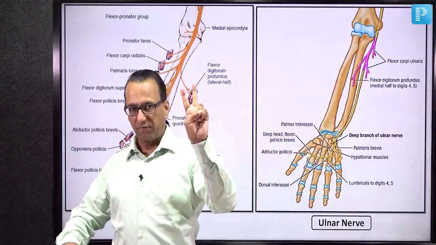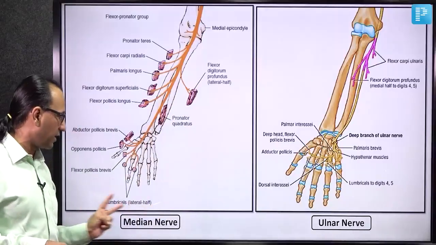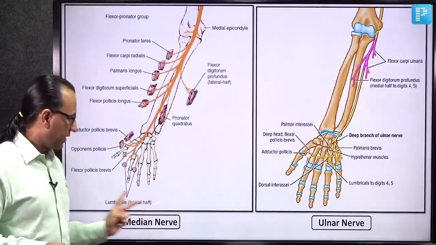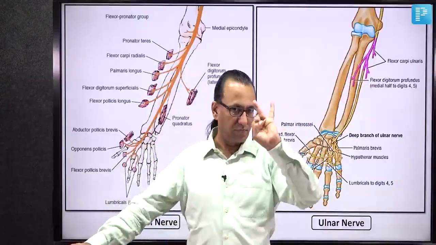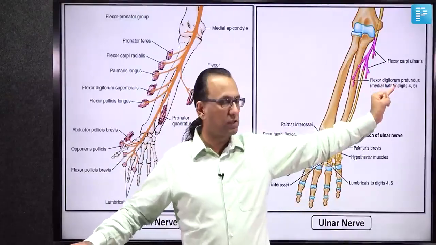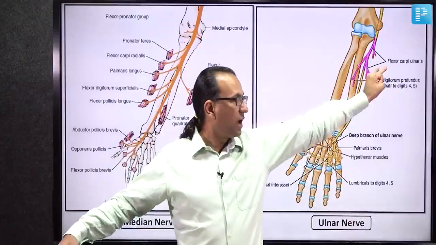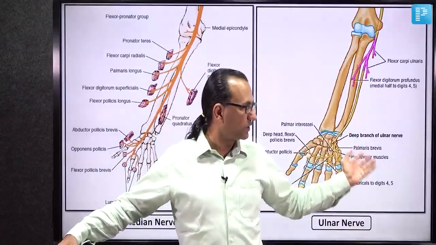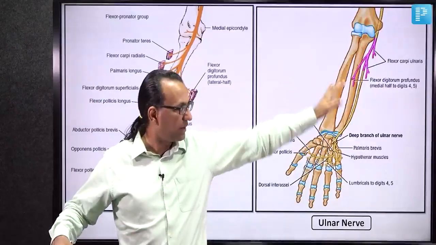Also, the lateral half of the FDP, which is supplied by the median nerve, gives the two lumbricals, and they are supplied by the median nerve, whereas the medial half of FDP, which flexes these two fingers, and the lumbricals for these fingers are supplied by the ulnar nerve. Otherwise, we can just focus only on the ulnar nerve and memorize the muscles supplied by it.